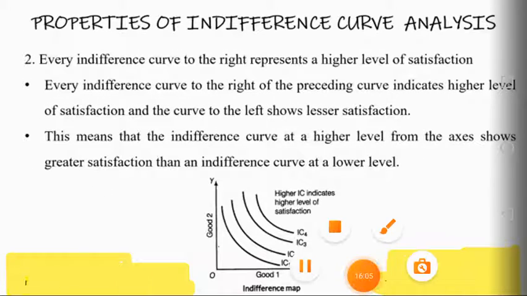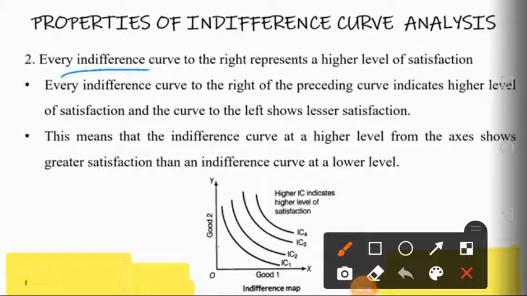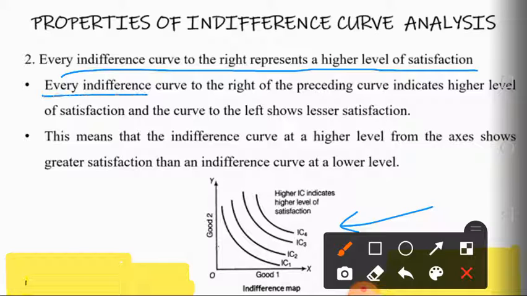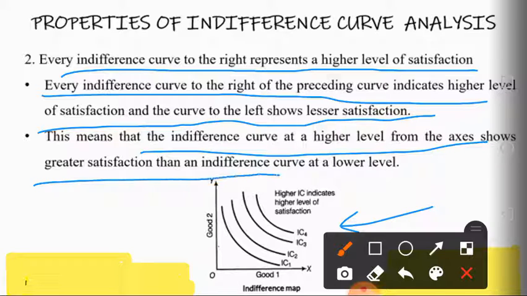The second property is that every indifference curve to the right represents a higher level of satisfaction. Like IC4 here shows the maximum satisfaction and IC1 shows the least. Let's see the reason. Every indifference curve to the right of the preceding curve indicates a higher level of satisfaction, and the curve to the left shows lesser satisfaction. It means that an indifference curve at a higher level from the axis shows greater satisfaction than an indifference curve at a lower level.